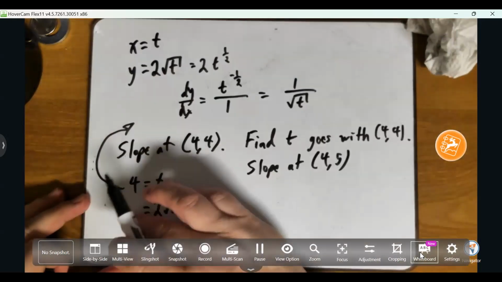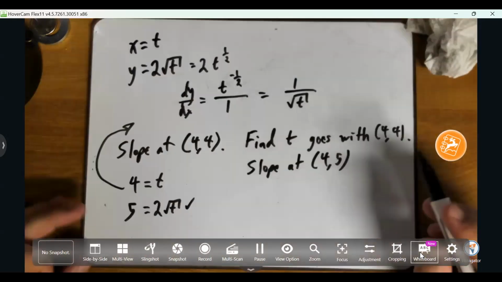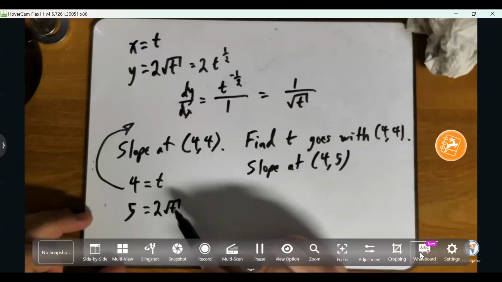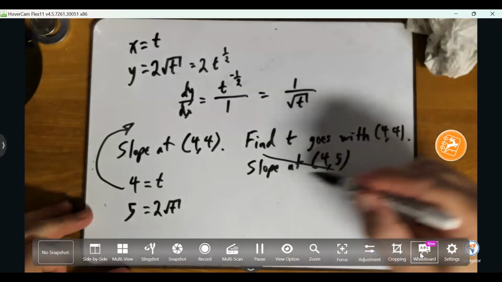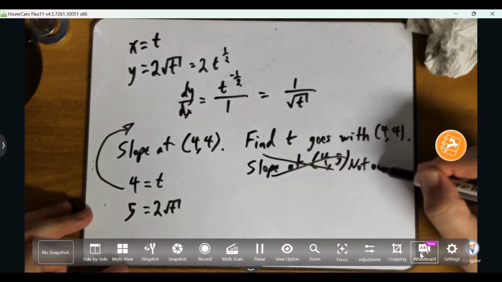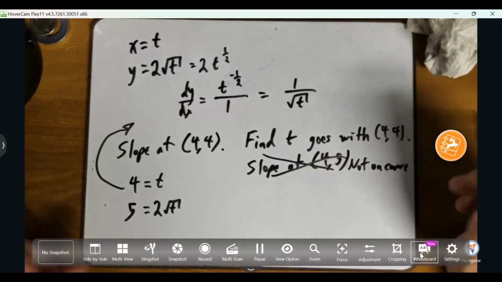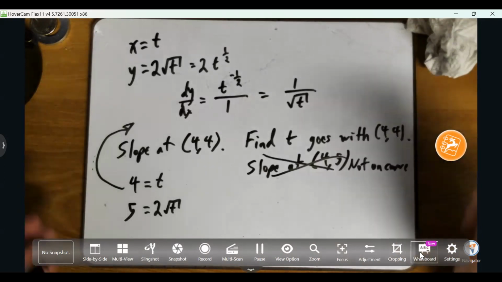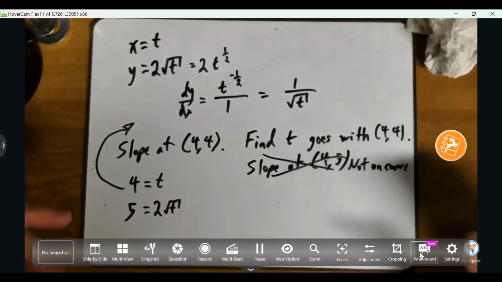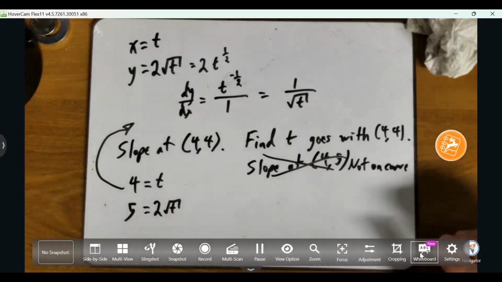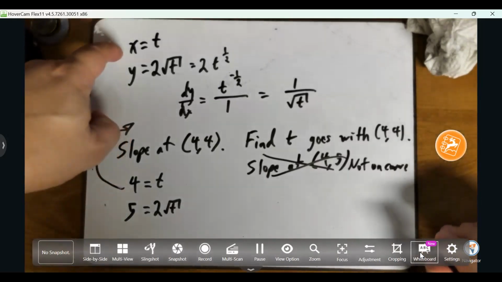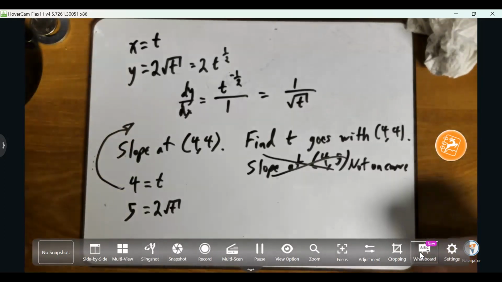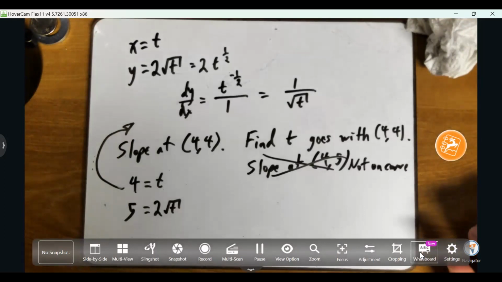Well, I would do the same thing, except now I have the y value equal to 5, and I'm going to solve this, and I'm going to get 2 different t's. That means this point is not on the curve, and so finding the tangent line at that point would be nonsensical. So just note that if you're being asked to find the slope or the equation of a tangent line at that point, then that point needs to be on the curve. And the t that satisfies your x of t and your y of t will be the same t, or that point's not on your curve.